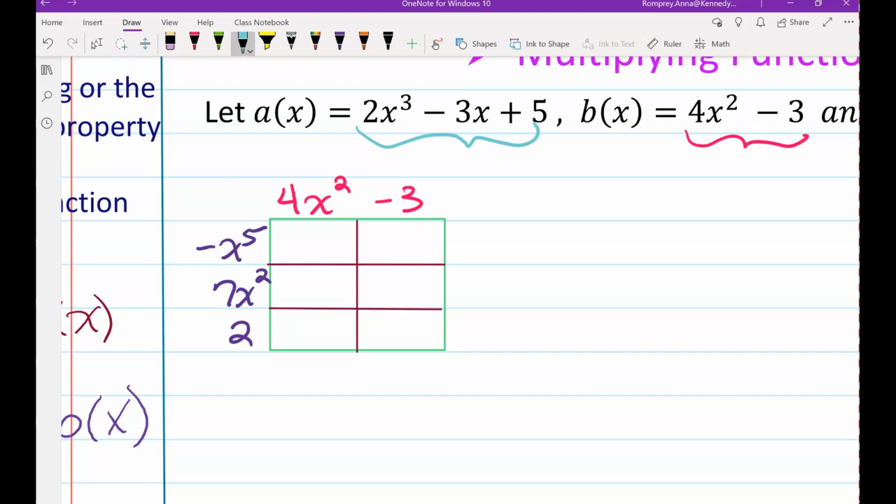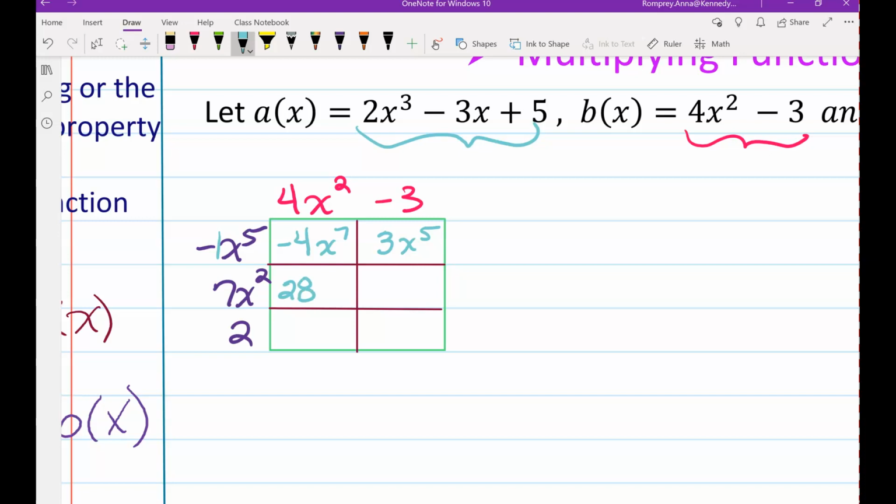So I've got 4x squared times negative x to the 5th. So I'm missing a coefficient, so I'm just going to go ahead and put a 1. So negative 1 times 4 gives me negative 4. And here comes our exponent rules. X to the 5th times x squared. 5 and 2 gives me 7 total x's, so x to the 7th. All right, I'm just going to keep moving sideways. So negative x to the 5th times negative 3, negative 1 times negative 3 gives us a positive 3x to the 5th.